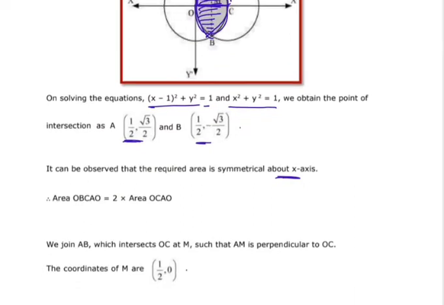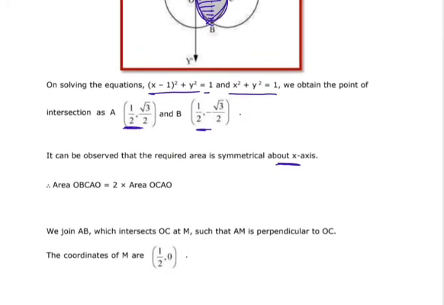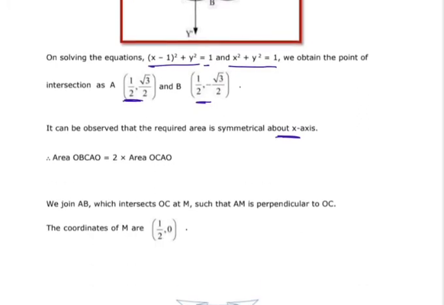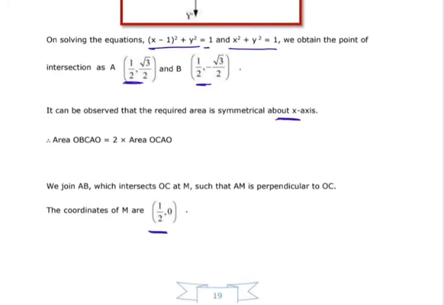So let's see. We join AB, dotted line we have taken here, which intersect OC at M, such that AM is perpendicular to OC. So let's see the coordinates of M are 1 by 2 comma 0, that is 0.5 comma 0.